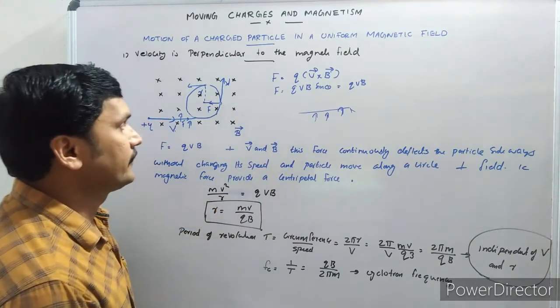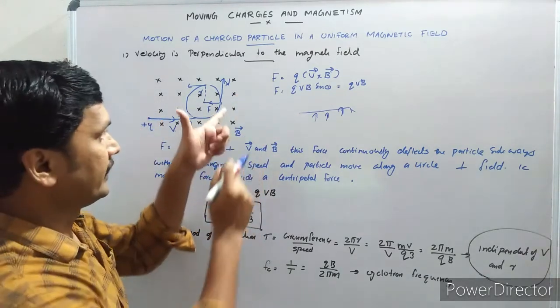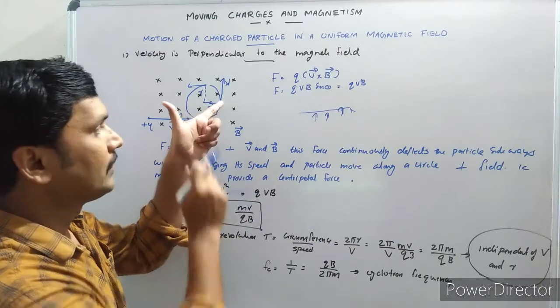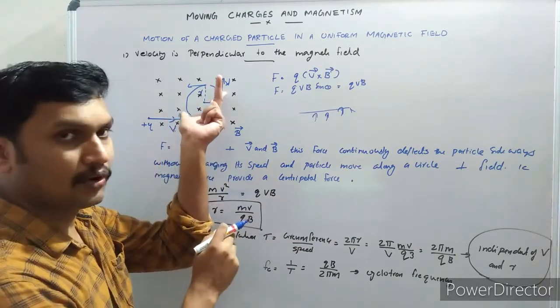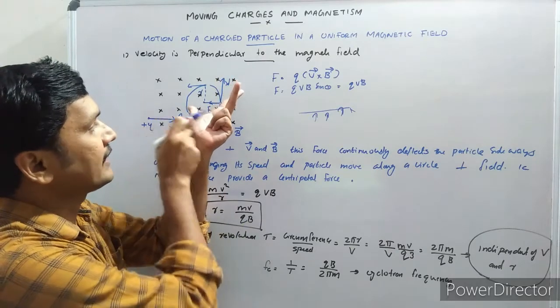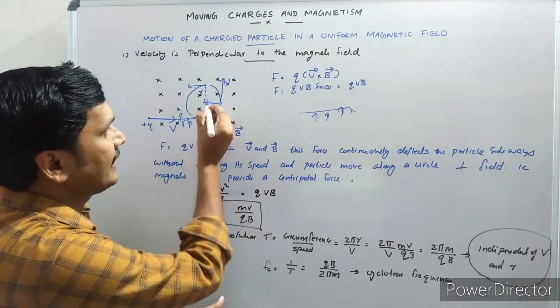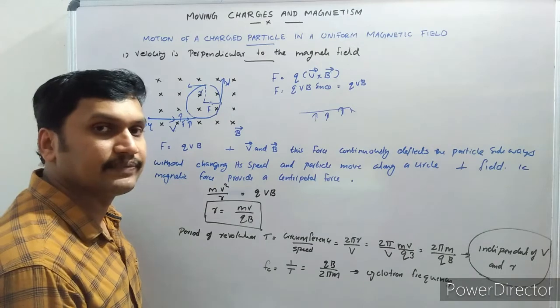Now apply Fleming's left hand rule. First forefinger in the direction of magnetic field, middle finger in the direction of current or velocity. You see that the force is acting towards the center. The force is acting towards the center of the circle.